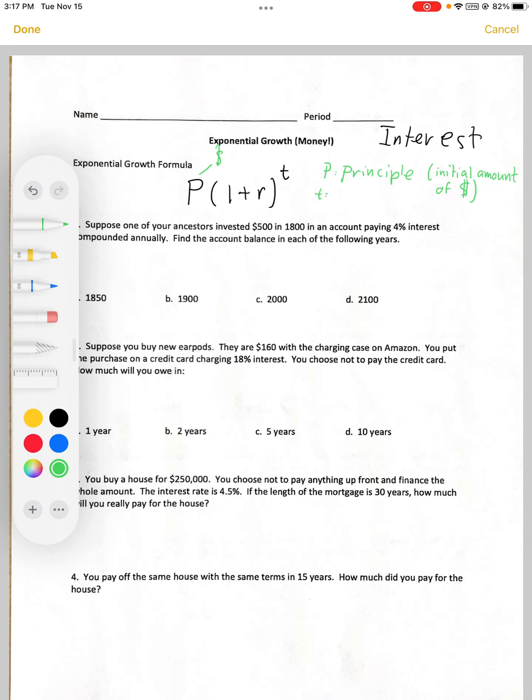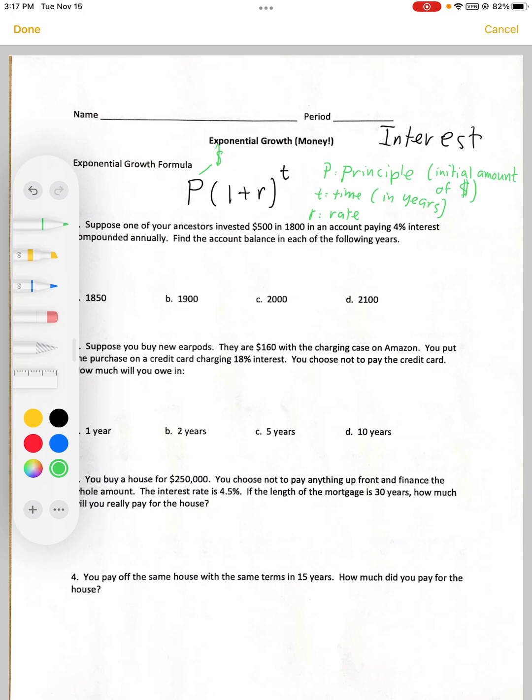T is the time, usually measured in years. Most often you calculate interest in years. Sometimes you do it by month, but that is other cases. And R is the rate. Usually you will find an interest rate.